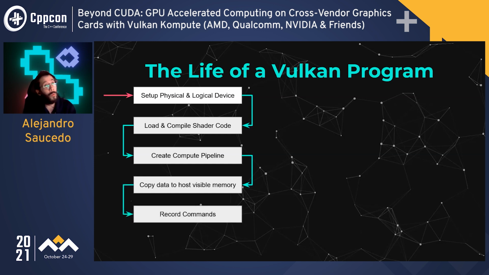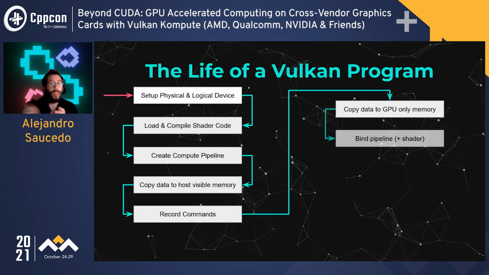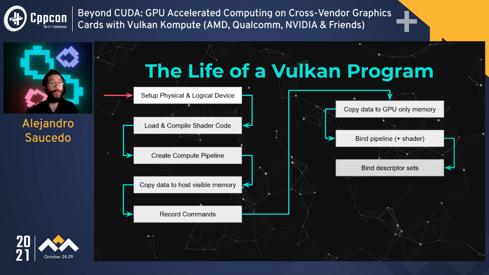So now we want to start recording some commands for the GPU to execute. The first command is going to be for the GPU to copy the data from the host visible memory, which is slower, to the device-only visible memory, which is faster. We are then going to bind our pipeline together with the shader, the code that we actually want to run in the GPU. And then we are going to specify the descriptor sets, or the wrappers to the memory, for our processing to get executed through the pipeline, right? So this is basically the relationship between the different objects.